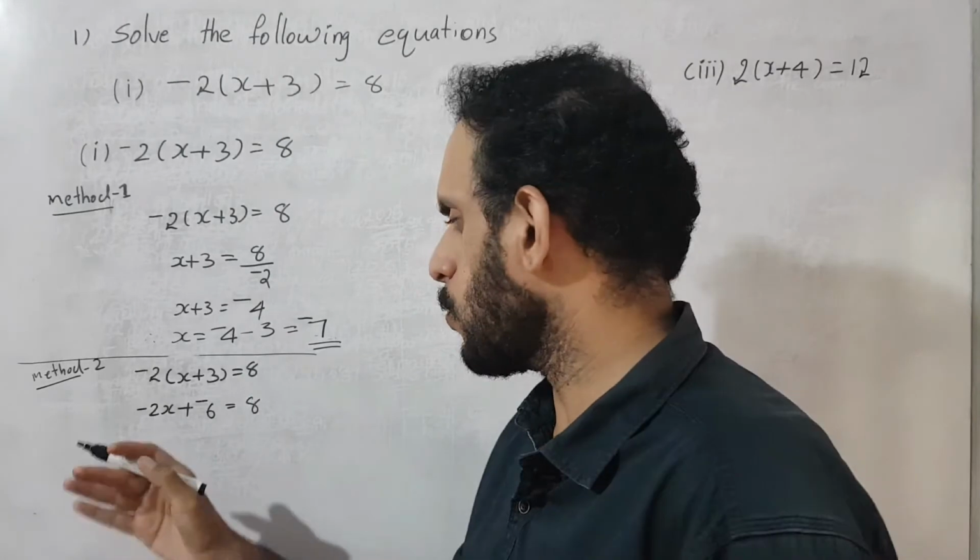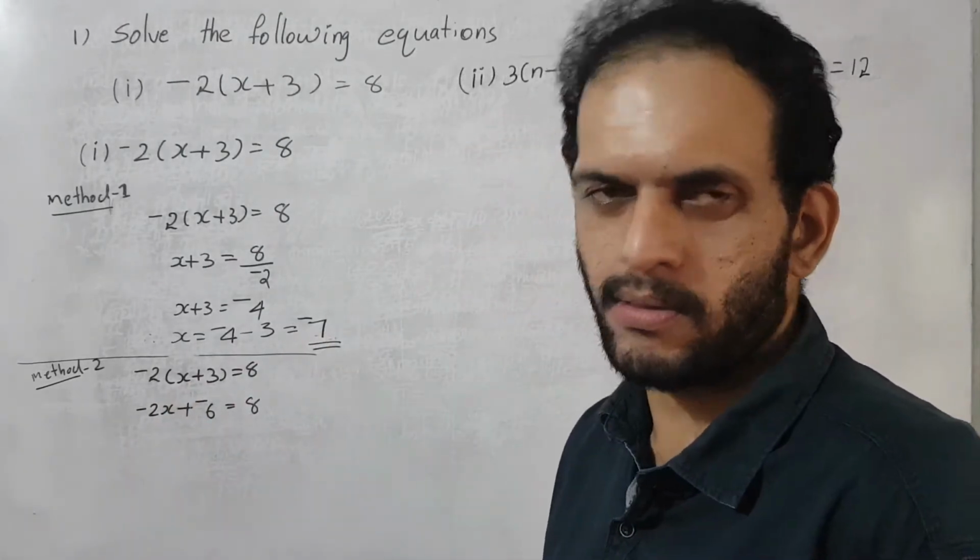We add. So we need to transpose minus 6 to the side of RHS.